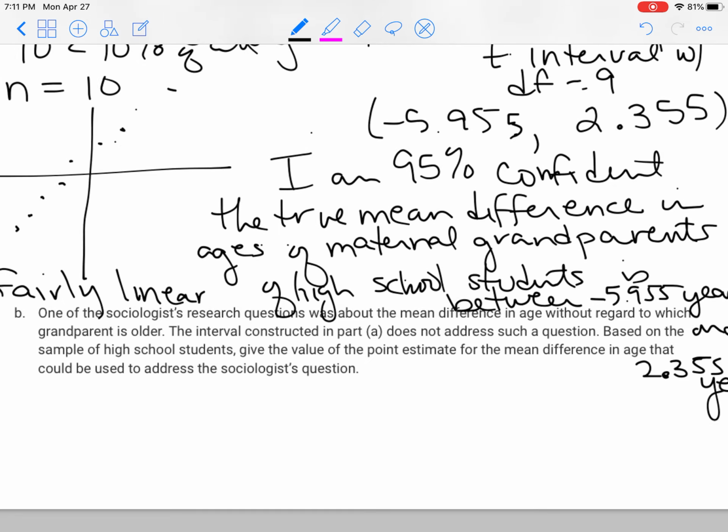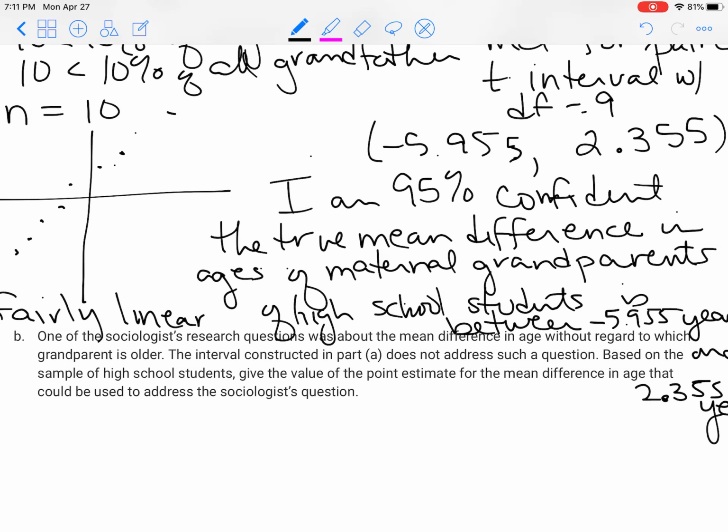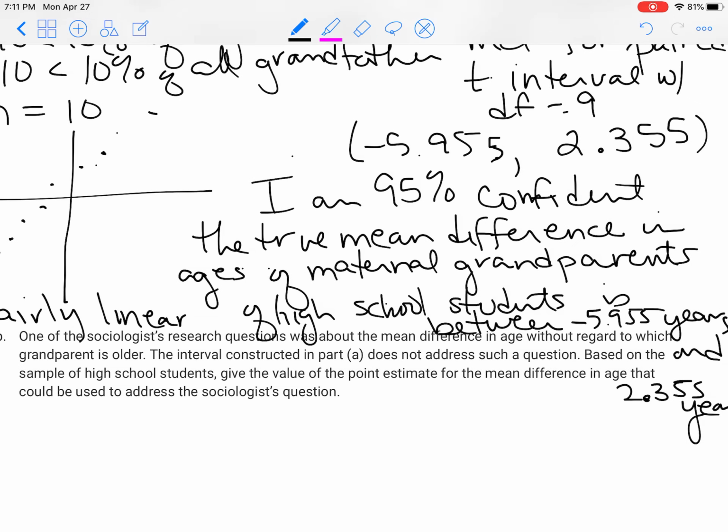Part B. One of the sociologist's research questions was about the mean difference in age without regard to which grandparent is older. So it didn't matter which one was older. What that's telling us is we're not always doing grandmother minus grandfather. We're sometimes also going to do grandfather minus grandmother. We're just getting the differences, so we're looking for the absolute value. The interval construction in part A does not address such a question.